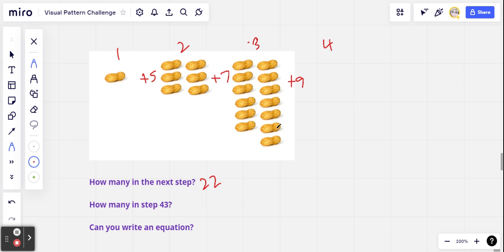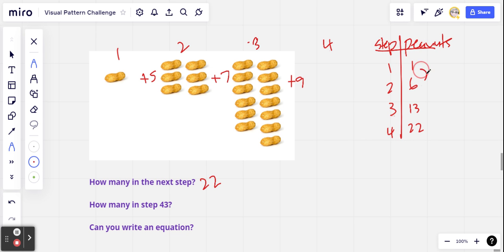Now, just looking at this, can you make a prediction about what kind of pattern this is? Is this linear? Is it quadratic? Is it something else? And how can you tell? Well, I'm going to go ahead and put the numbers in a chart, although we've got what we need right now to know what kind of a pattern this is. So we'll make the step number and the number of peanuts. In step 1, we've got 1. In 2, we've got 6. In 3, we've got 13. And in 4, we're seeing 22.